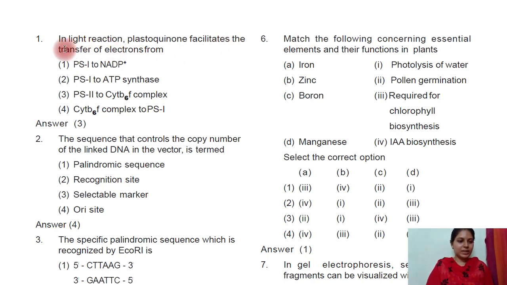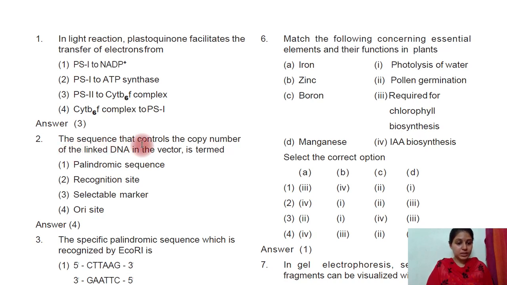Question number one: in light reaction, plastoquinone facilitates the transfer of electrons from. This is a very basic and direct question. The answer is 3. In light reaction, plastoquinone transfers the electron from photosystem 2 to the cytochrome b6f complex. That's the answer. Next question.